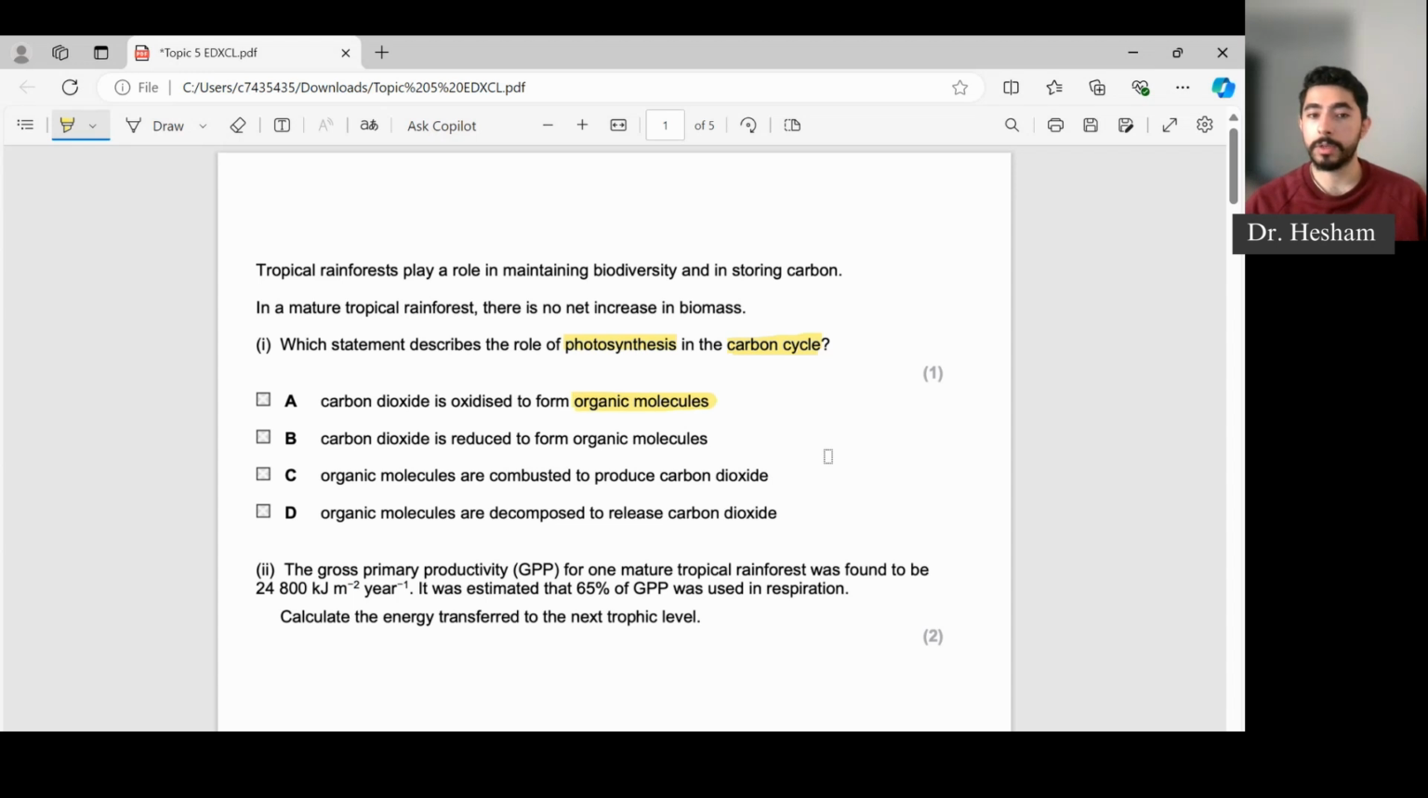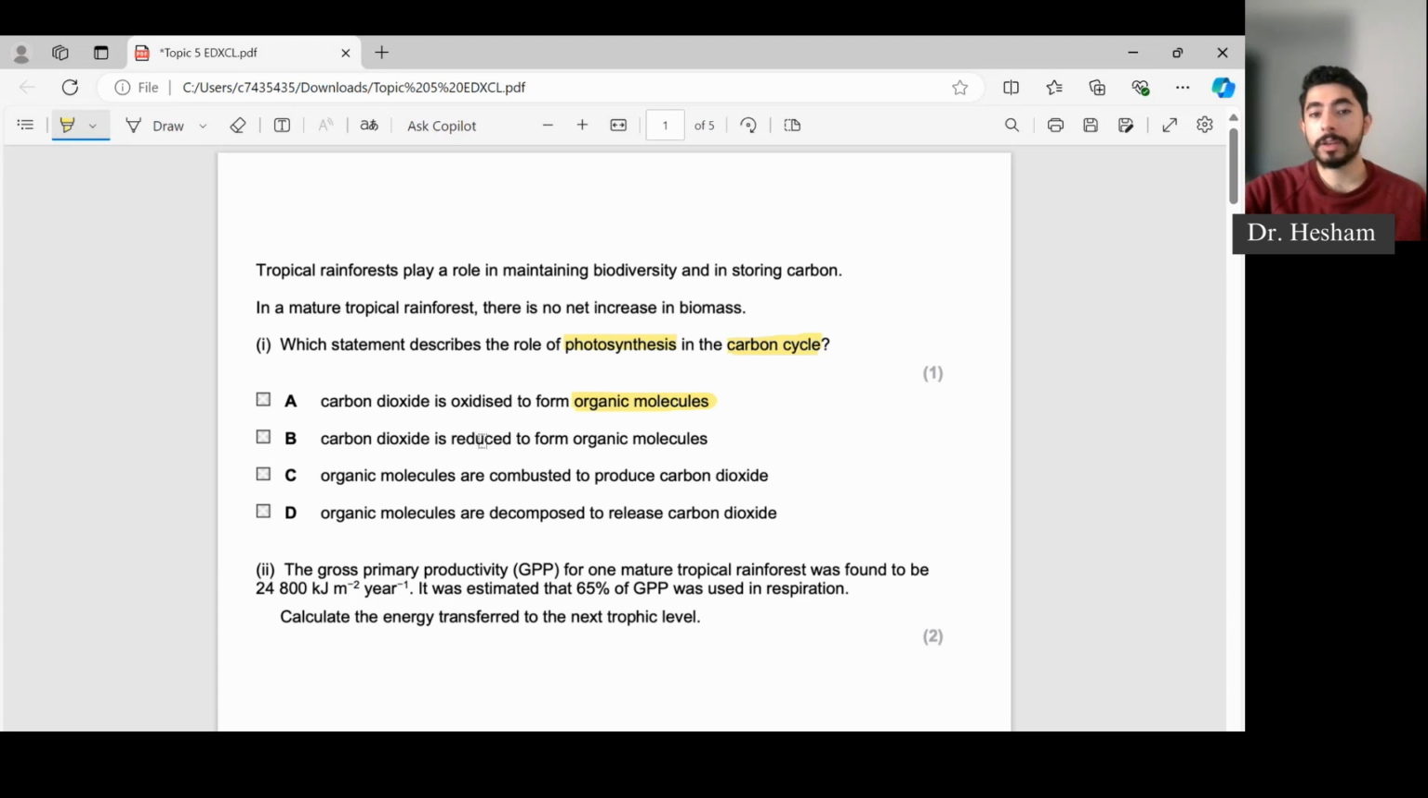Glucose is an organic molecule. So is carbon dioxide oxidized? No. We said oxidation is either the loss of electrons, the addition of an oxygen, or the loss of hydrogen. So carbon dioxide here, it is losing an oxygen and it is being added to an organic molecule, which is RuBP, to form GP. So this is not oxidation.